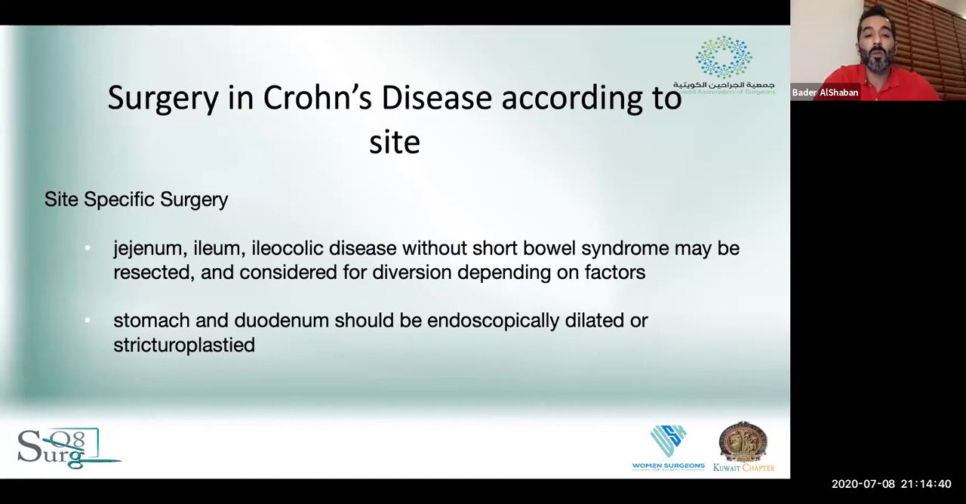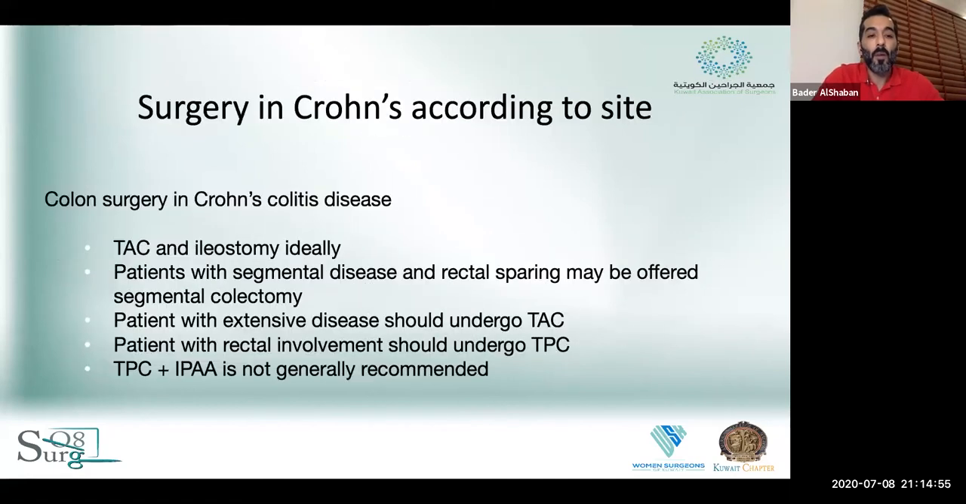Whenever it comes to the jejunum, ileum, and the ileocolic disease, it's usually resected and anastomosed. However, when you're dealing with short gut syndrome or short bowel, then you may have to consider other surgical options. What about Crohn's colitis? Ideally, the optimal surgical therapy is total abdominal colectomy and ileostomy for patients that present with colitis and not pancolitis or proctocolitis. Patients with segmental disease and rectal sparing may be offered segmental colectomy.